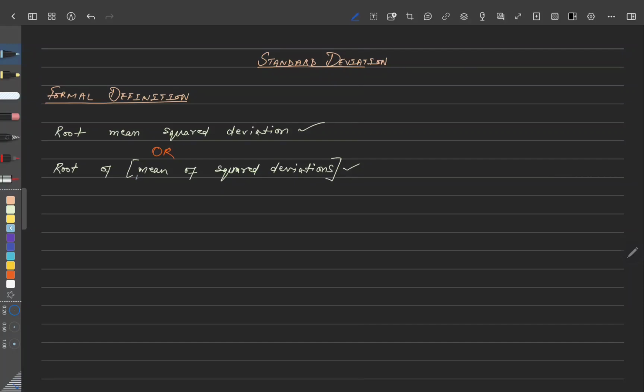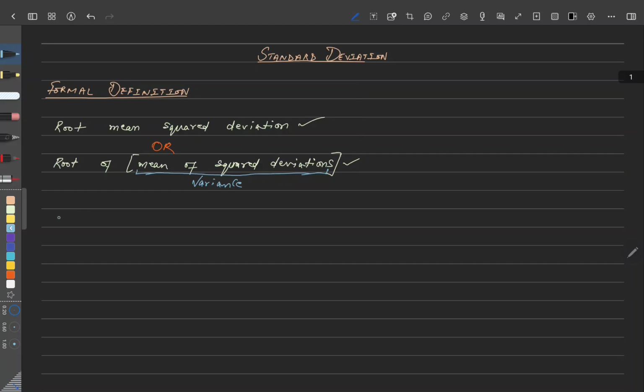So if you call this variance, this becomes standard deviation equals square root of variance. So when we say root, we simply mean square root in most cases. So this is what it is, square root of variance.